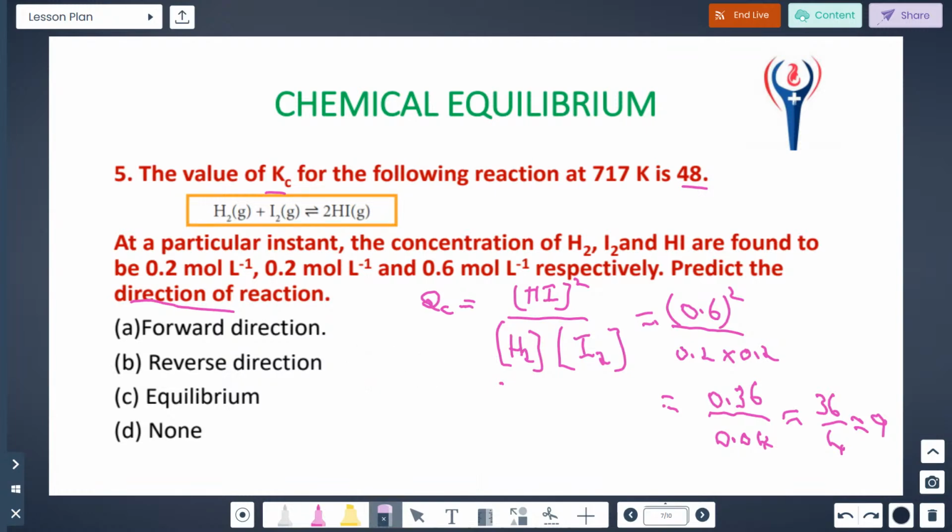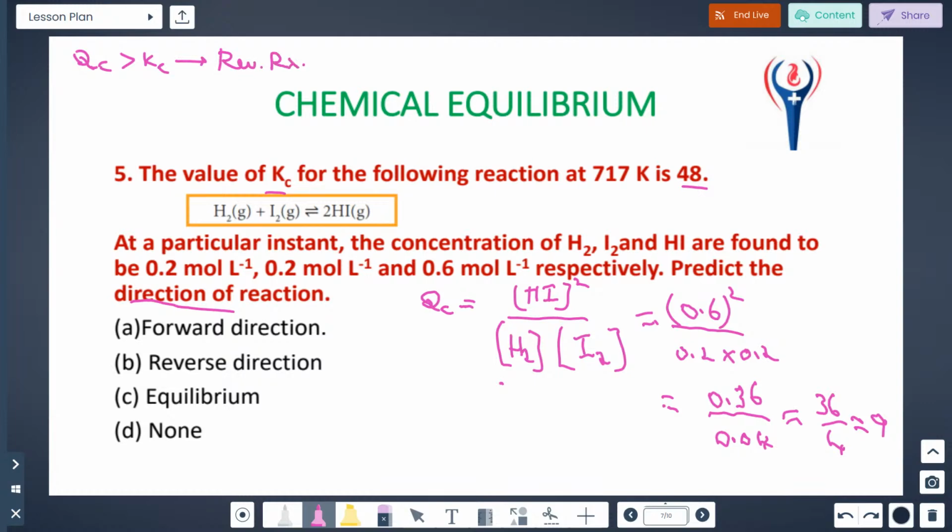Okay. So it is a condition only, just remember. I write it here. If Qc is greater than Kc, we can say reverse reaction takes place. Reverse, this condition, just remember, reverse reaction takes place.